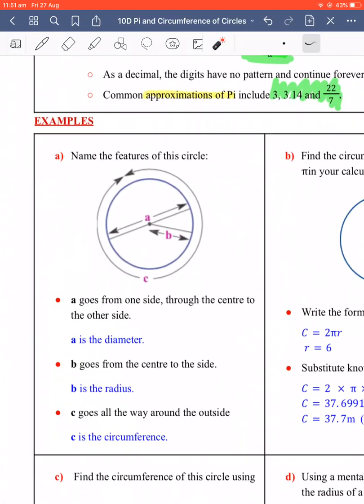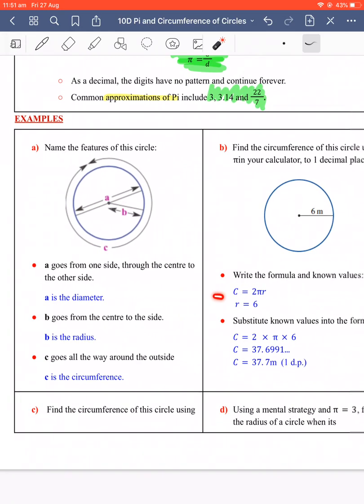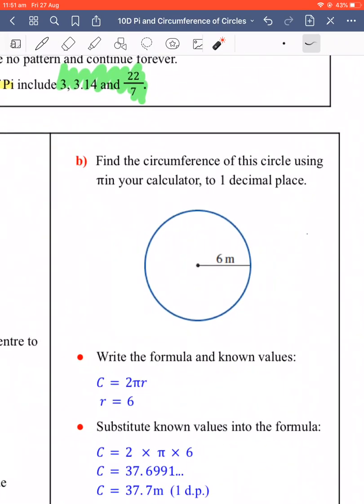Onto our examples now. So we are looking at features of a circle. First one we have is the letter A, and A goes straight across my circle, so it must be my diameter. B goes from the center to the side, so this has to be our radius because it doesn't cut all the way across, it's just a little bit. And again, it goes to that center point. And C goes all around the outside of the circle, so that is our circumference. So it's really good to make sure that you are acquainted with the features of your circle.